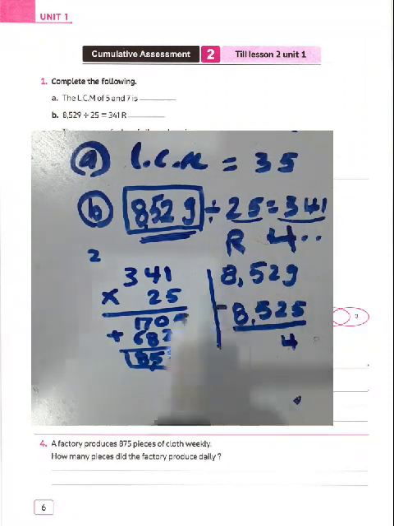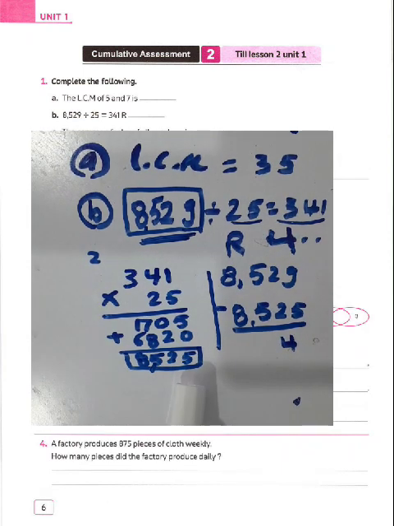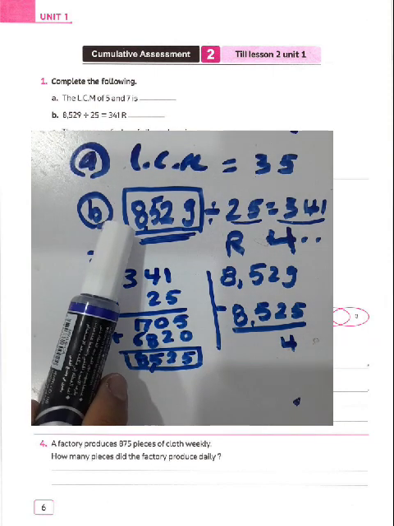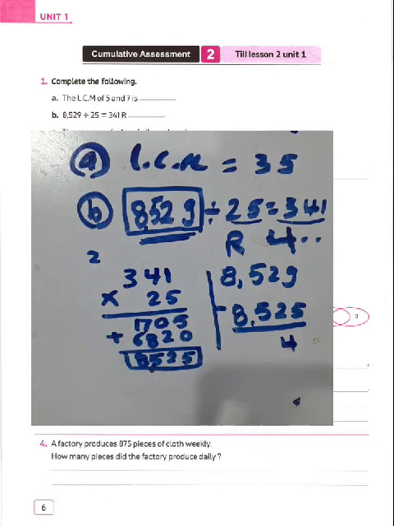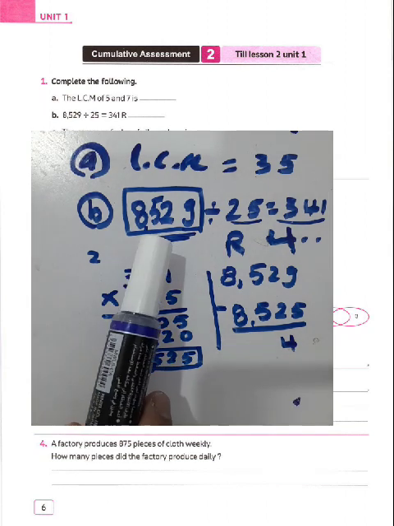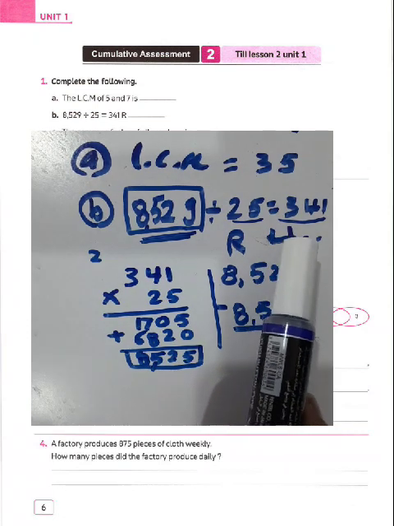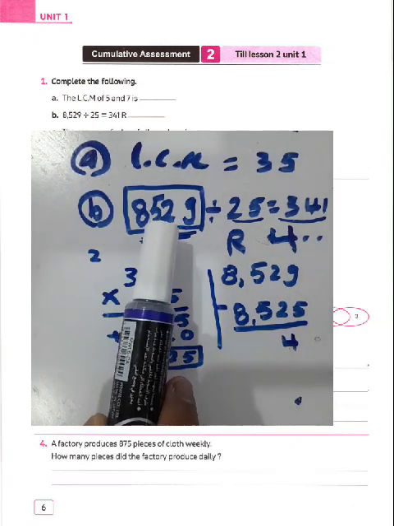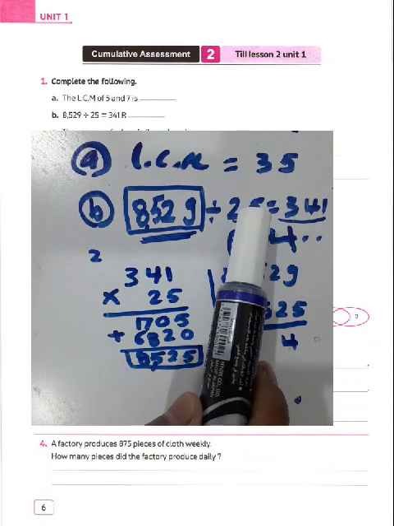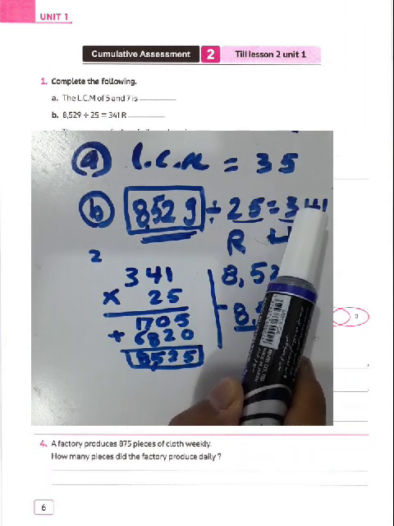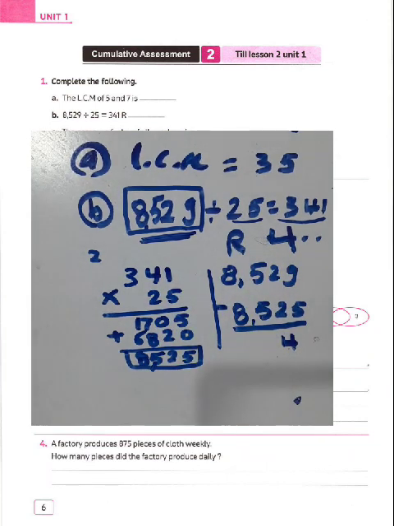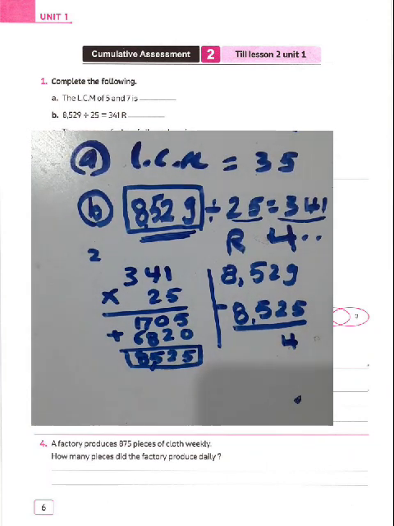Again, in this example I'll find the remainder by multiplying the quotient and divisor, and it will be 8525. You find the difference between it and the dividend to find the remainder. The remainder will be 4 because the dividend equals the divisor multiplied by the quotient plus the remainder. So in this example you must write 4 for letter B.